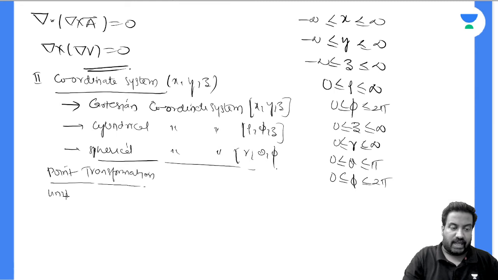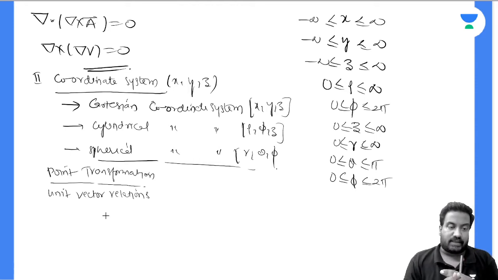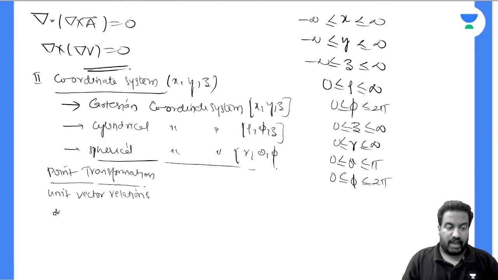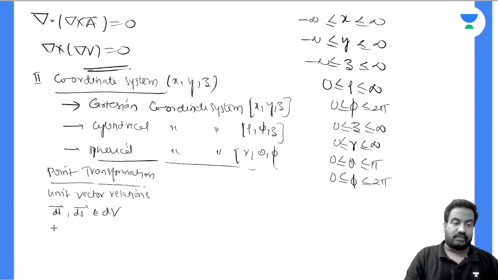Then unit vector relations, that is how Ax, Ay, Az, A rho, A phi, Az and Ar, A theta, A phi are interrelated. Very good topic, that is unit vector relations. We have seen differential length, surface and volume in all the three coordinate systems.